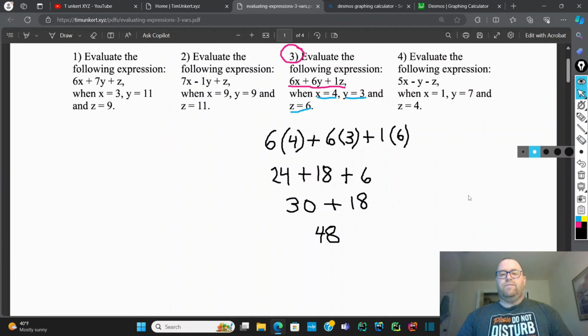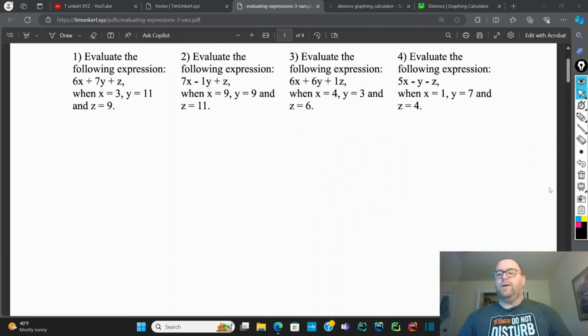Take a snapshot of this if you haven't done so already, and I'm going to erase it. Boom, gone. Okay, so number 4, circle that one. Number 4, we're going to evaluate the following expression: 5x minus y minus z. Okay, in this one, x equals 1, y equals 7, z equals 4.